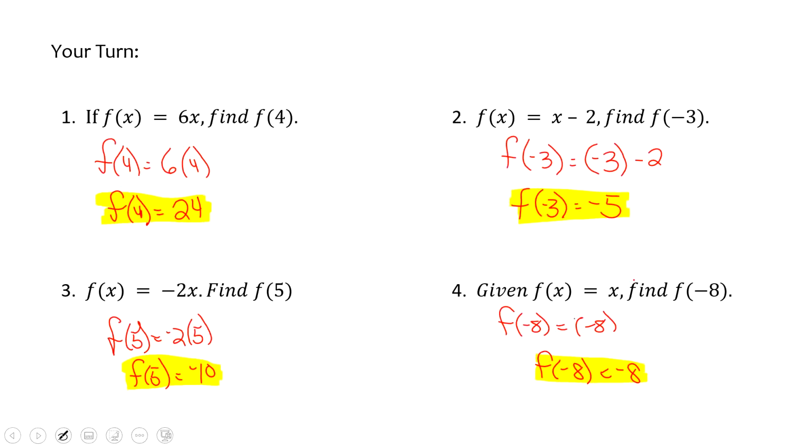Okay, so here's what you should have gotten. We're just plugging in the number we see. For f of 4, we plug 4 in for x in the first one, and we get f of x equals 24. In the second one, x minus 2, we're trying to find the value at negative 3. We get negative 3 minus 2, which is negative 5. F of x is negative 2x. We want to find it at 5. So we plug 5 in, we get negative 2 times 5, or negative 10. And the last one, we get f of x equals 8, just like our original example. We're told f of negative 8, so f of negative 8 is going to equal negative 8. Does that make sense? Does everybody see that? We're good for this?